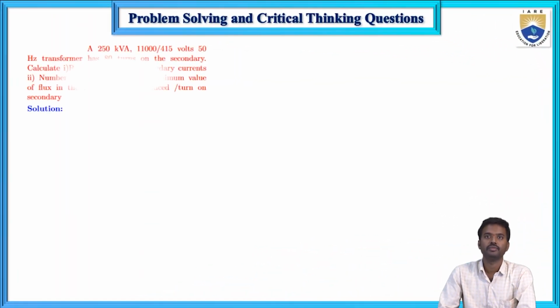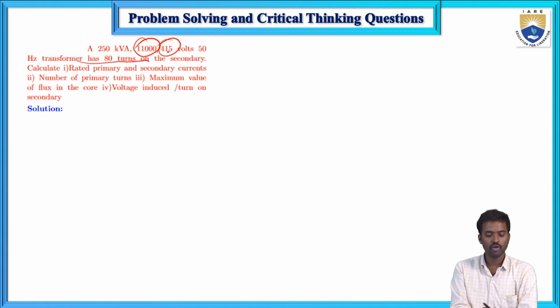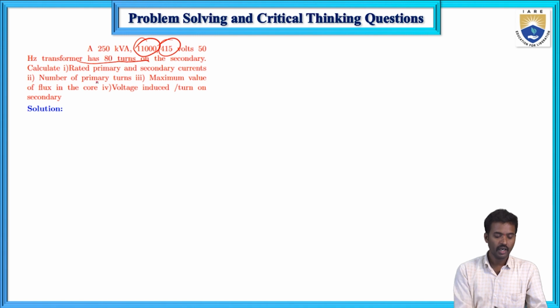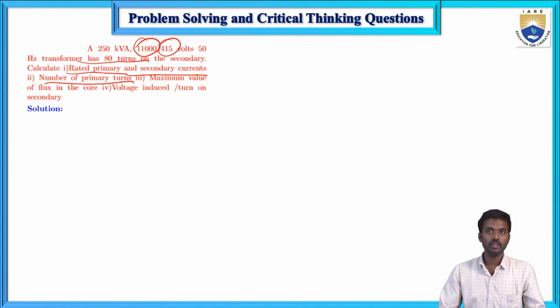Next case: a 250 kVA, 11 kilovolts by 415 volts, 50 Hz single phase transformer has 80 turns on the secondary. Calculate the rated primary and rated secondary currents, the primary winding turns, the maximum value of flux in the core, and the voltage induced per turn on the secondary winding. Using the given data, you can determine all of this.